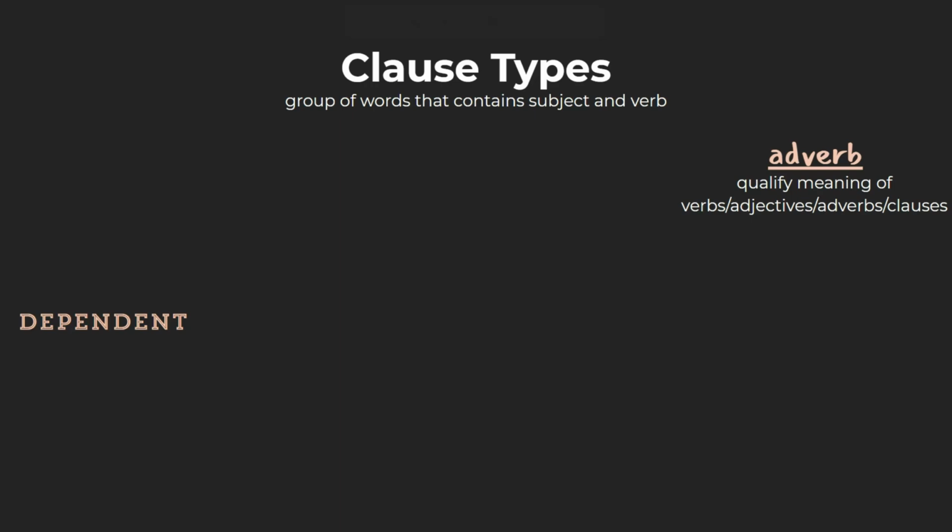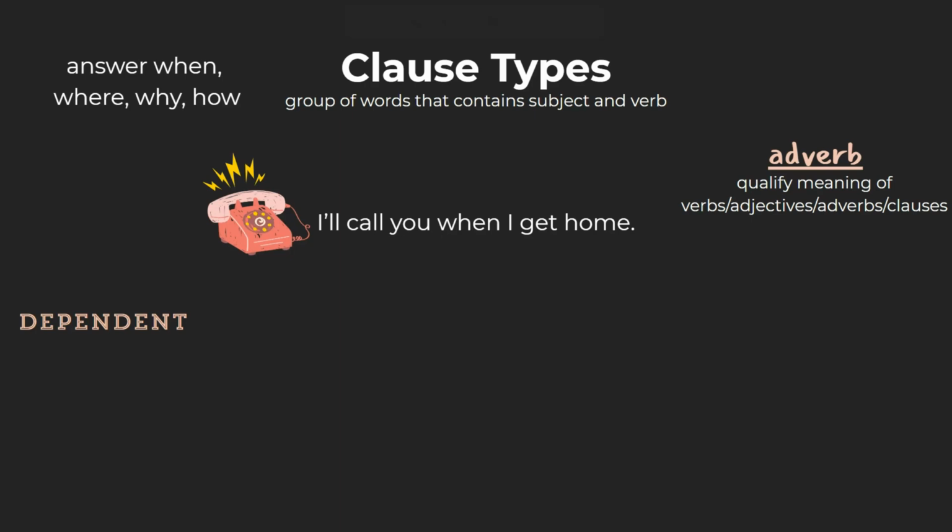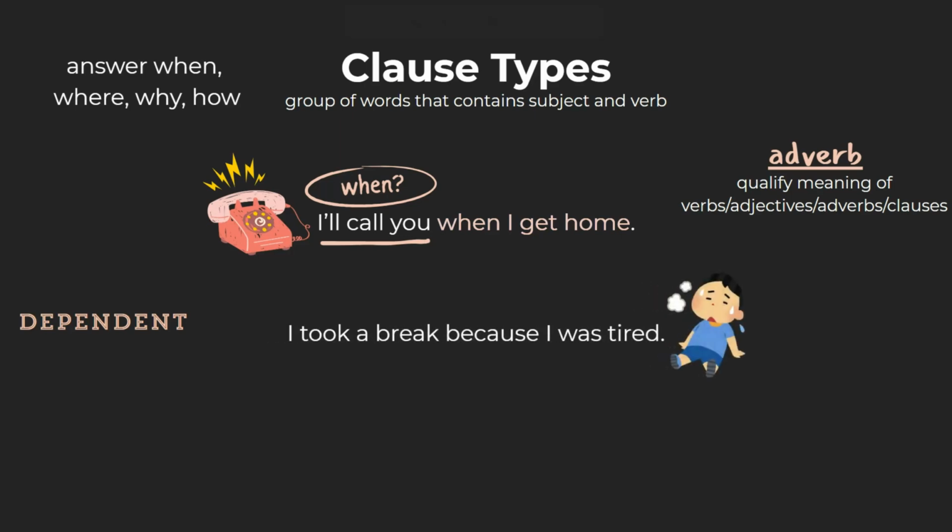They answer questions like when, where, why, and how. For example, I'll call you when I get home. When I get home answers the question of when in the context of I'll call you. In the sentence, I took a break because I was tired, because I was tired answers the question of why I took a break.